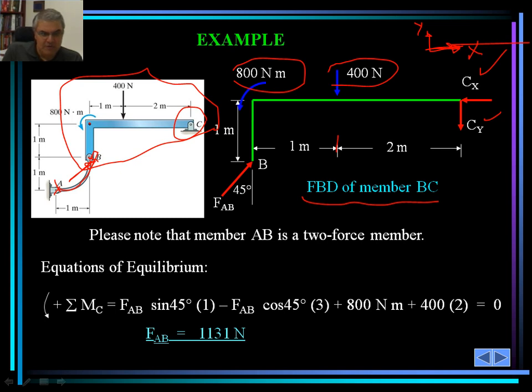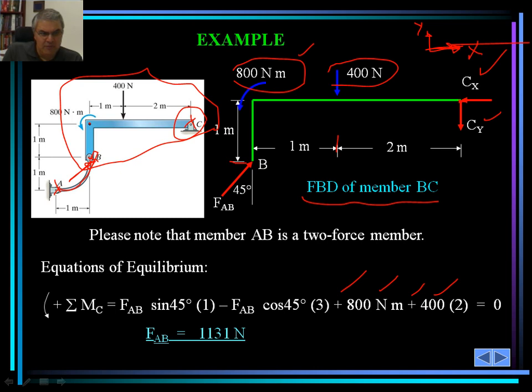Let's take a look at summation of moment about point C using this free body diagram. There are three forces that are causing a moment about point C. And that is the 400 Newton force, and that would be multiplied by the moment arm, which is 2 meters, and that will be the moment as a result of 400 Newton. There is an 800 Newton meter, which is a pure moment by itself. We are going to just write that out, considering the signs here as well, assuming that the counterclockwise direction is positive for the moment.